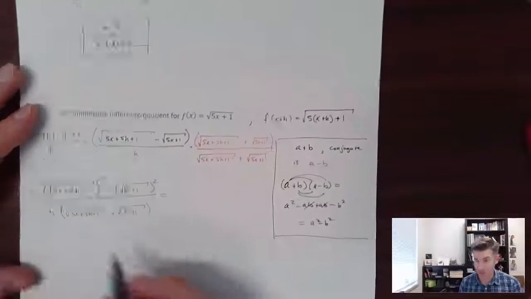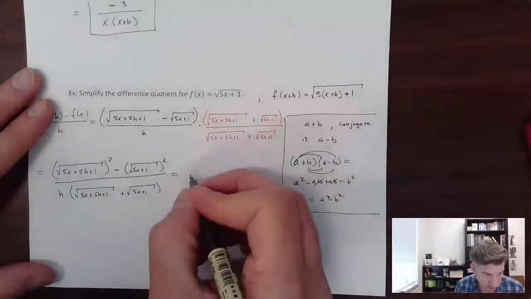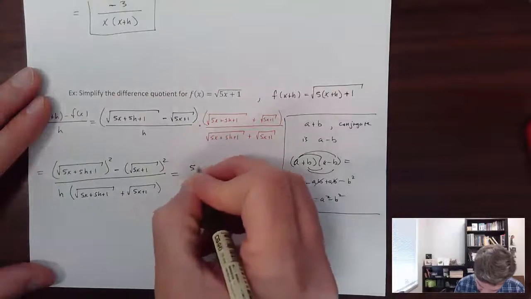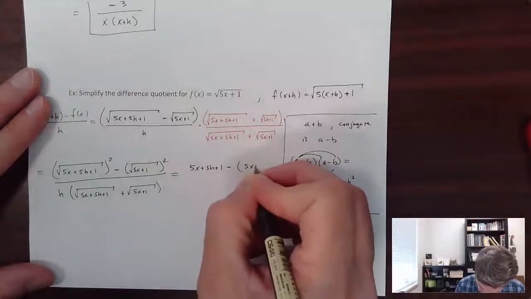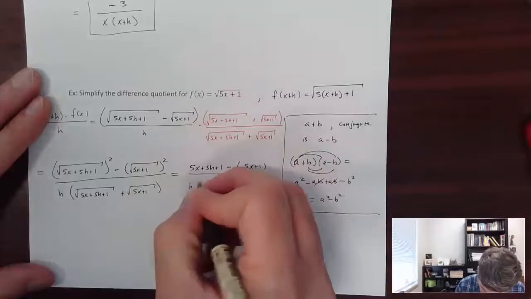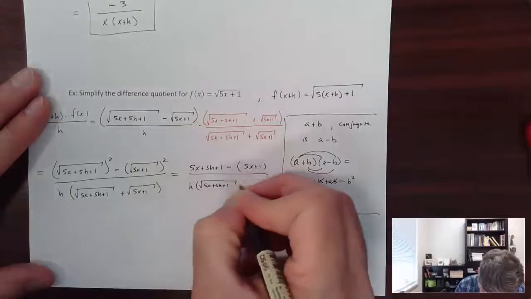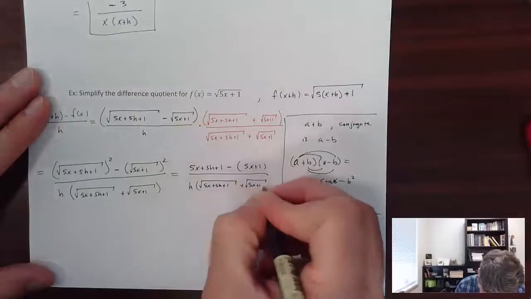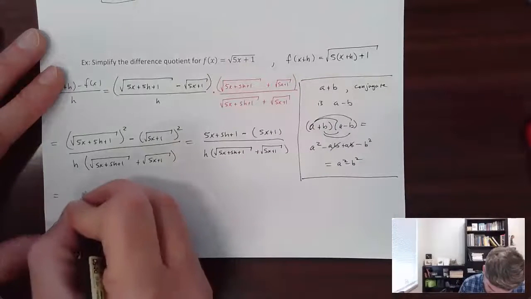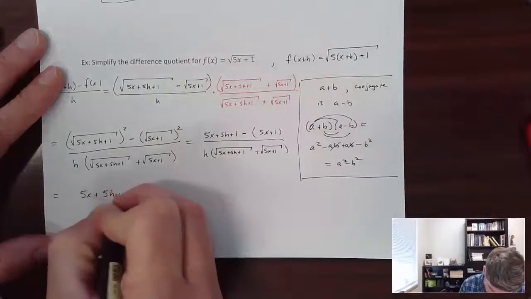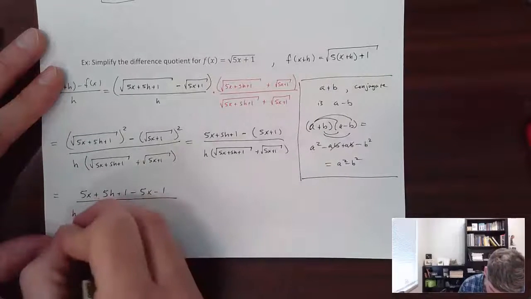We don't multiply out the bottom because, again, we're looking to cancel out that h, so we want to leave it factored out. So this is going to end up equaling 5x plus 5h plus 1 minus parentheses 5x plus 1 all over h times all that stuff. And then the top, well, we distribute the minus sign here, so we get 5x plus 5h plus 1 minus 5x minus 1 over the same denominator.